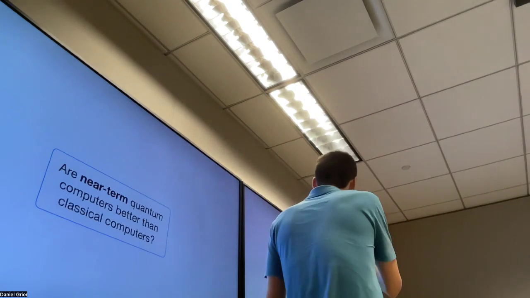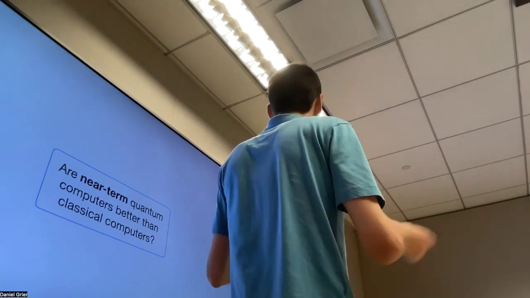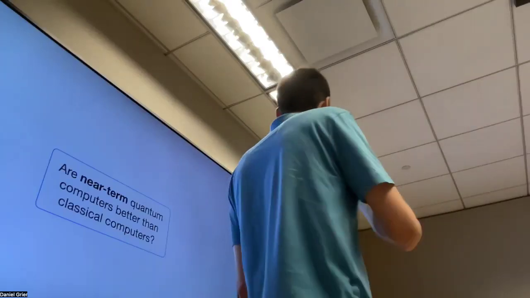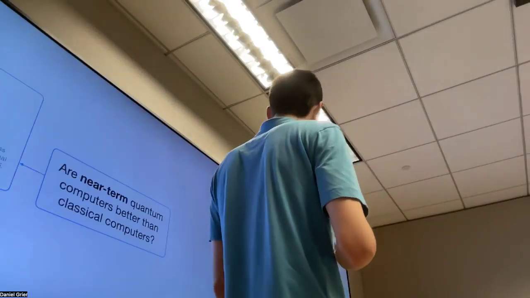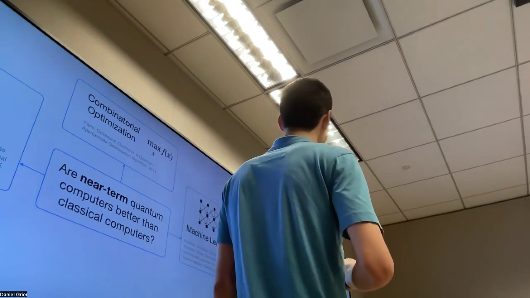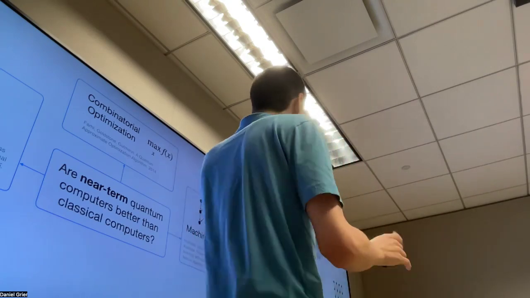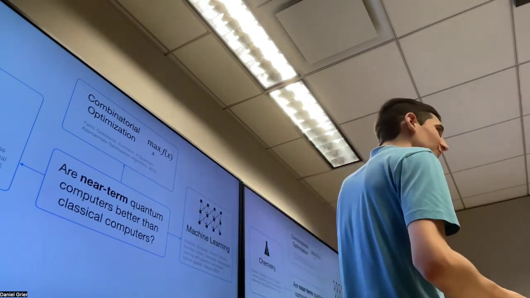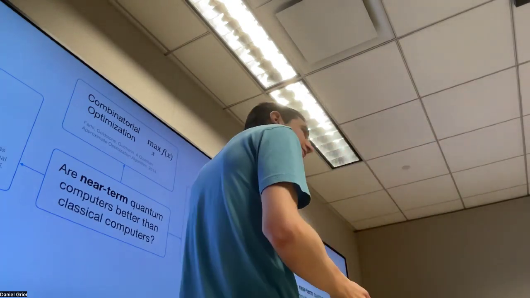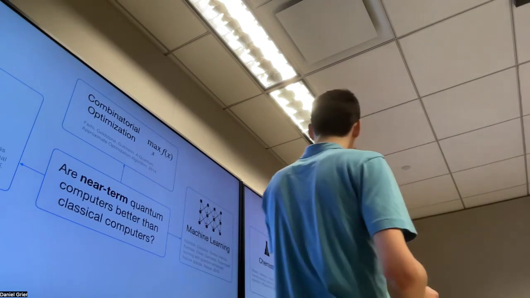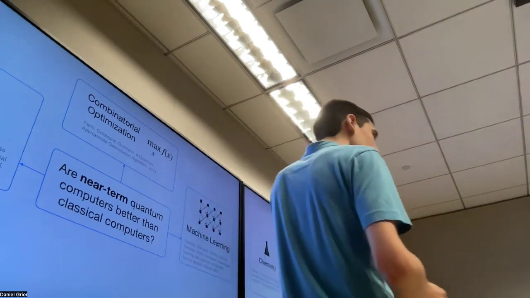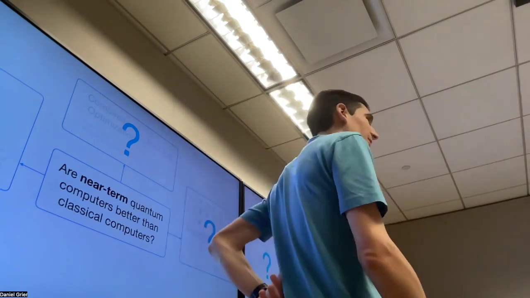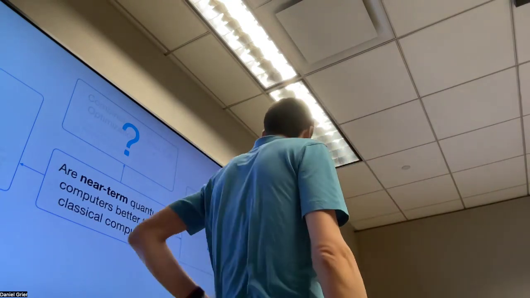So we can ask the question: are these near-term quantum computers better than their classical counterparts? A variety of things have been proposed, from chemistry to machine learning. What I care a lot about is provable separations. Can we prove that these models of near-term quantum computers are doing better than classical computers? This is actually still an open question. It's very hard to prove these things.